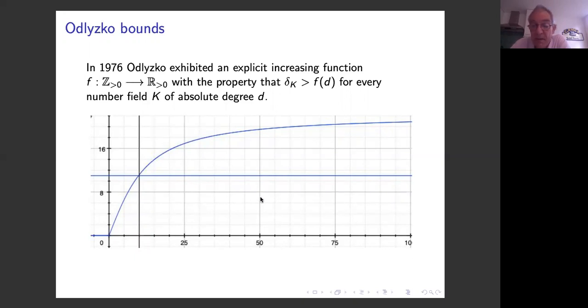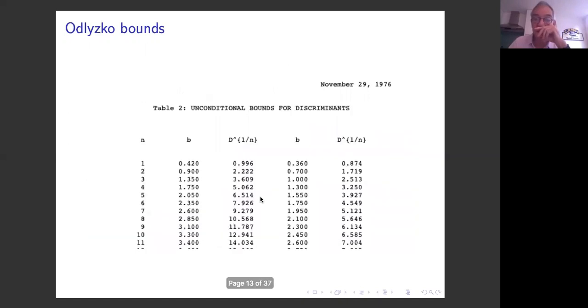And this function is rather difficult to compute. So there are tables around that you can find online. Here is one. Here you see the degree on the left in the first column. Let's ignore the B. Then this is the lower bound for the root discriminants if the field is totally real in the third column. And in the fifth column, there is the lower bound for the root discriminant if the field is totally complex.